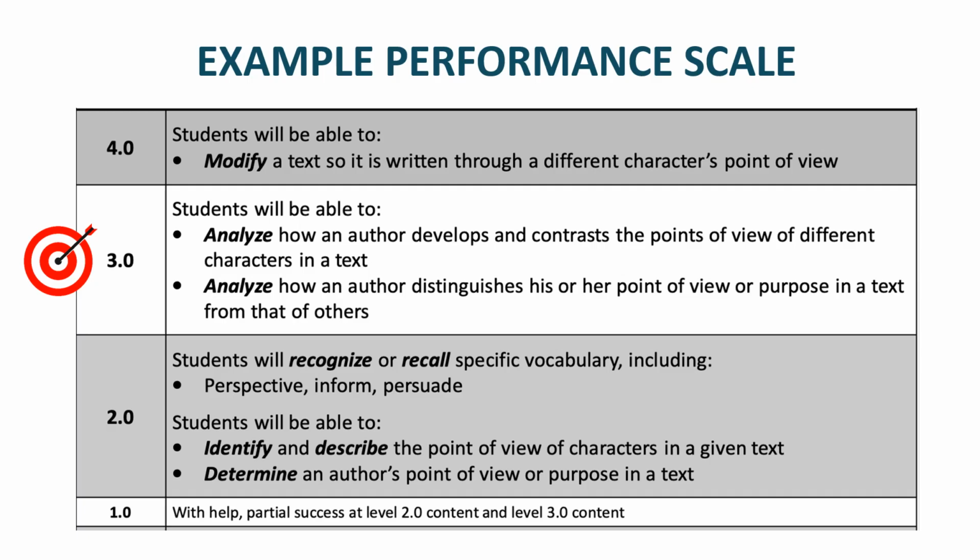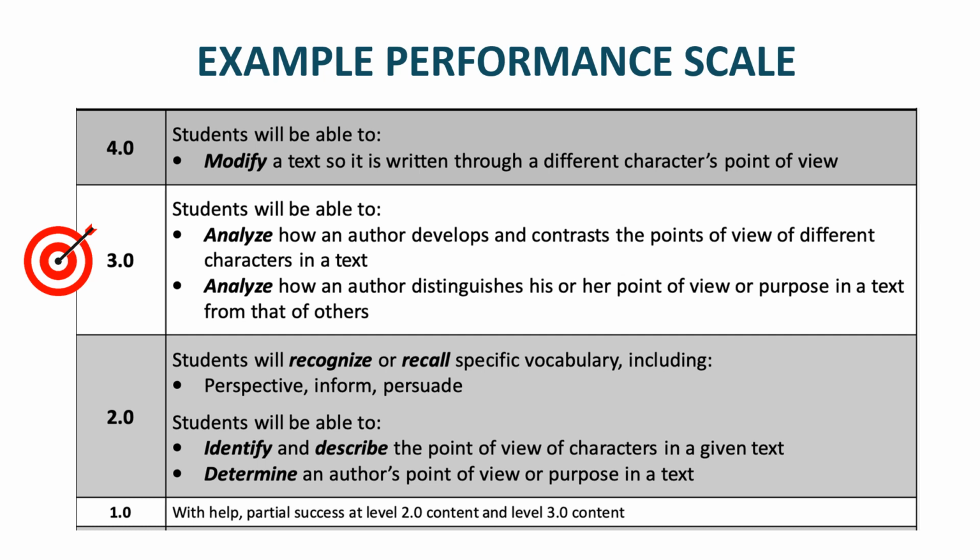This next slide shows you an example of a performance scale with a bullseye on level 3, which, remember, we said your students should be striving for. The bullseye, which is level 3.0, if you pay close attention to it, tells you what students will be able to do, which is analyzing the author: how the author develops and contrasts the points of view of different characters and how an author distinguishes his or her point of view or purpose in a text from that of others.